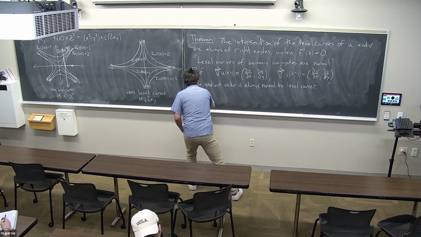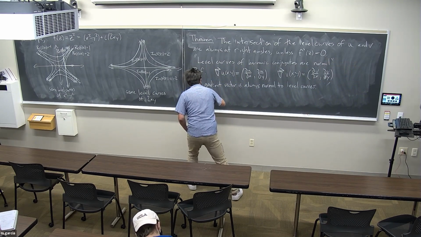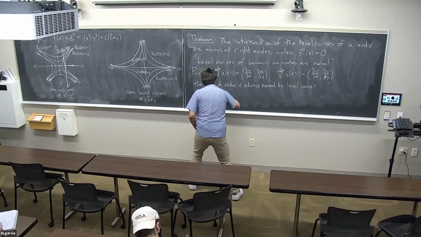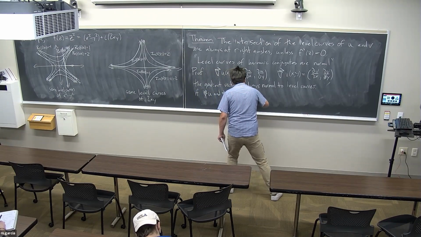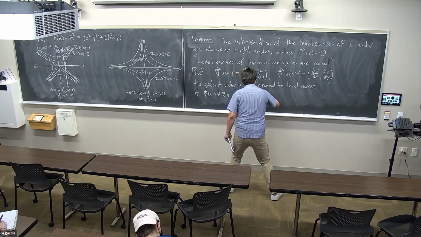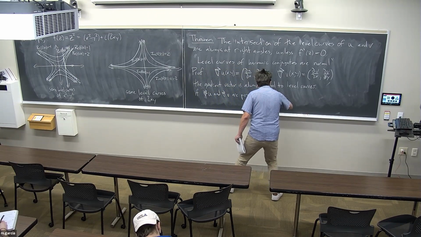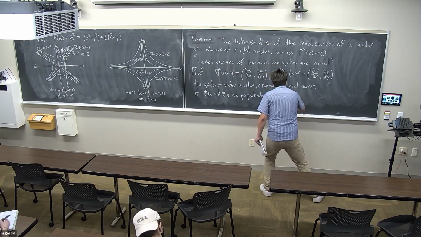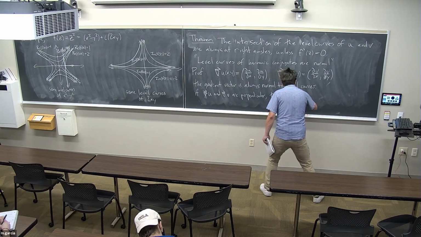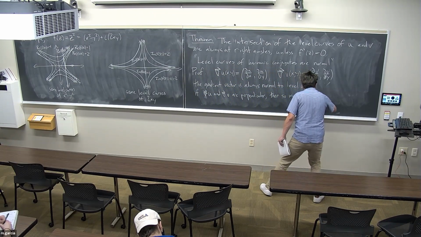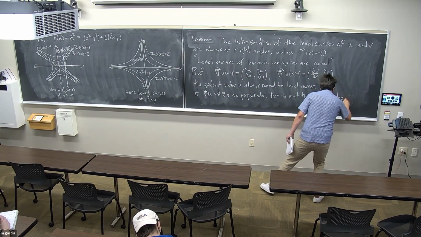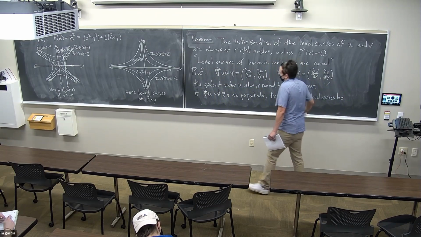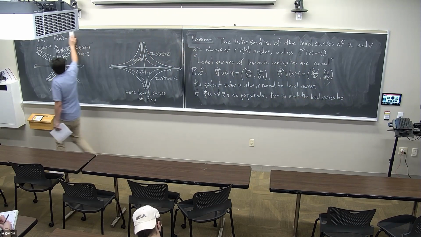Okay. Let me write that down. If the gradient of u and the gradient of v are perpendicular, then so must the curves be. Okay. All we have to do is calculate a dot product. Check that it's 0.